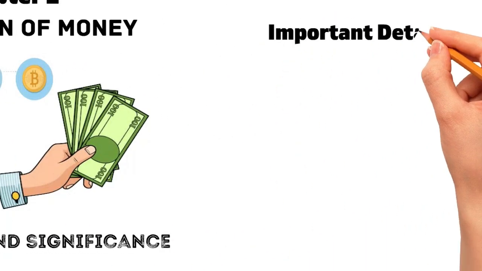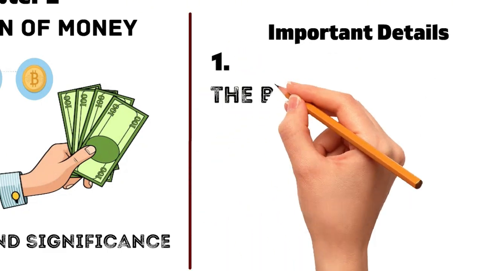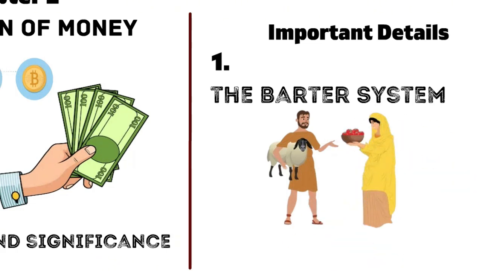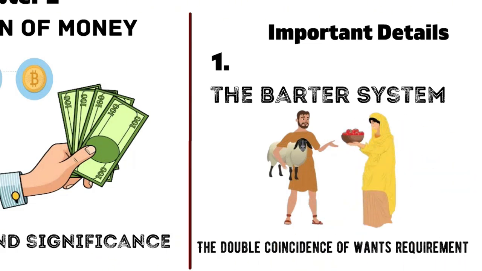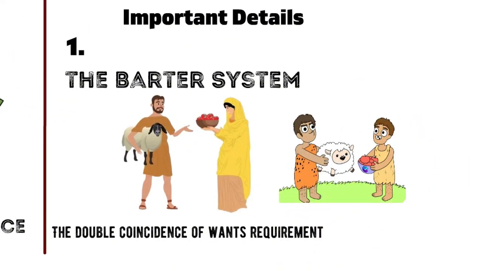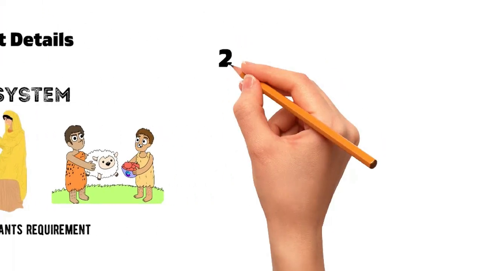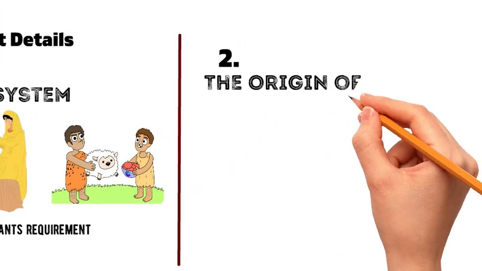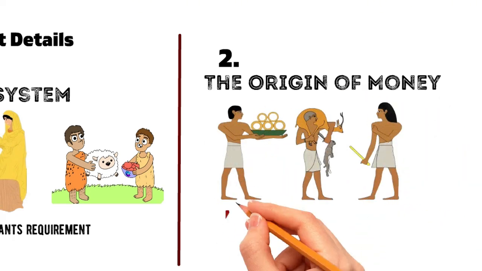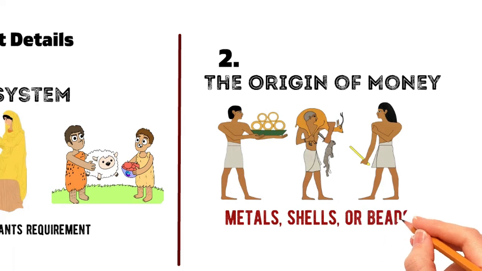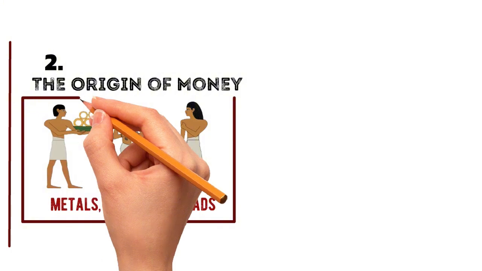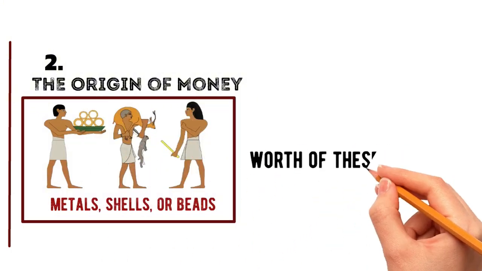What details does this chapter provide? First, the barter system. Originally, commodities and services were traded directly between individuals. The double coincidence of wants requirement, that is, the desire for what the other person had to offer, was one of this method's drawbacks. Number 2, the origin of money. Early communities used intrinsically valuable objects, such as metals, shells, or beads, as a method of exchange to get over the limits of barter. Transactions were facilitated by the widespread acceptance and worth of these things.